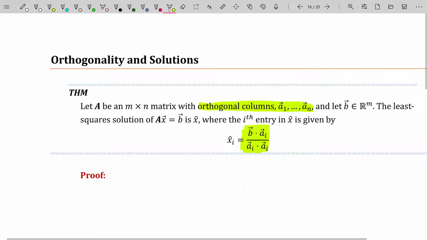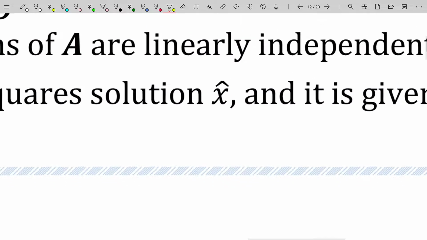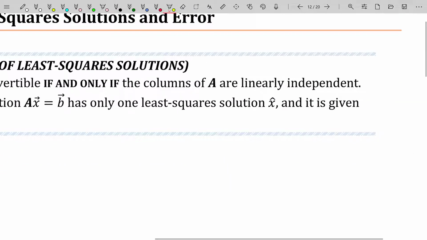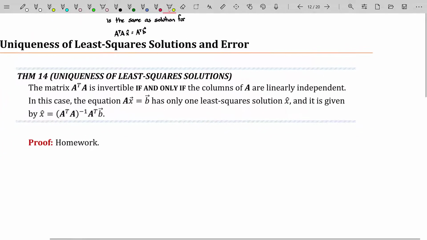Another thing I should mention, and this comes from our last video, is that if the columns of A are linearly independent, which they would be if they're orthogonal, then A transpose A is invertible. But as I mentioned in the last video, that's not how I generally go about finding least squares solutions. I don't like to invert matrices if I can avoid it. So I don't want to take A transpose, multiply it by A, and then invert that product. It's just not something that's super attractive to me.